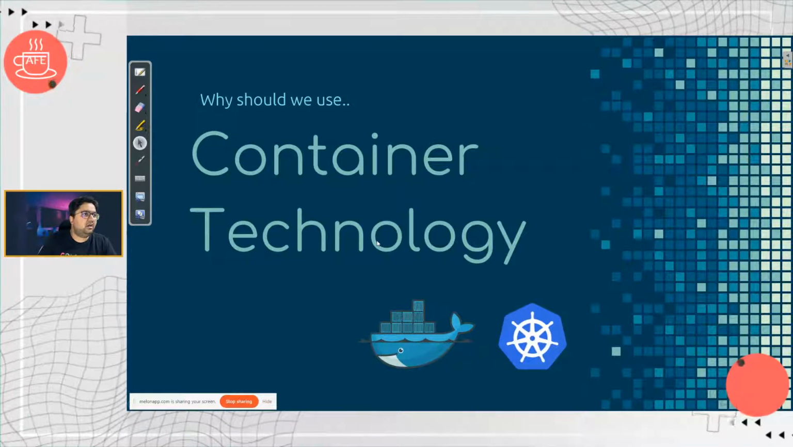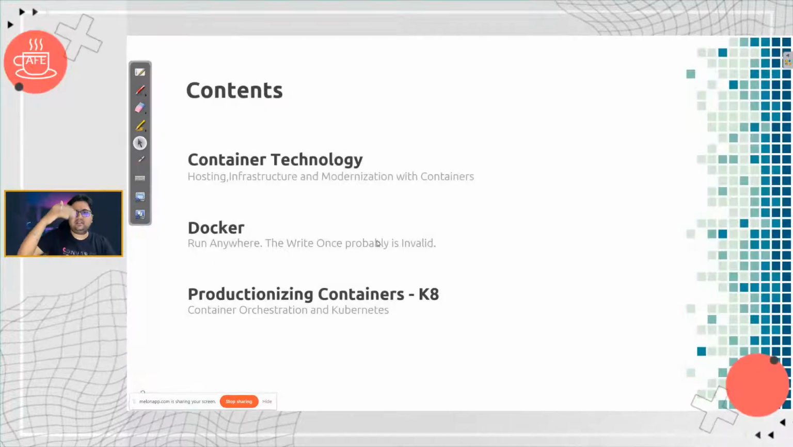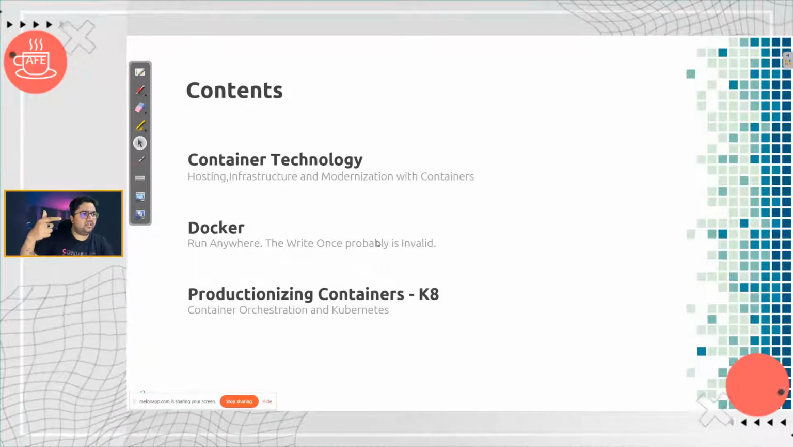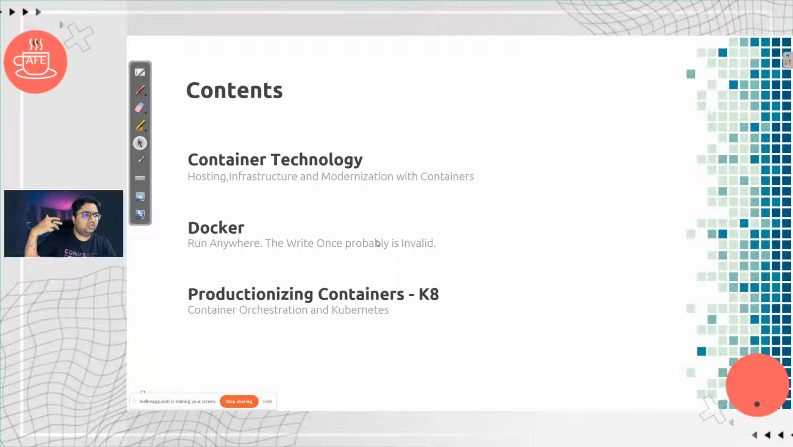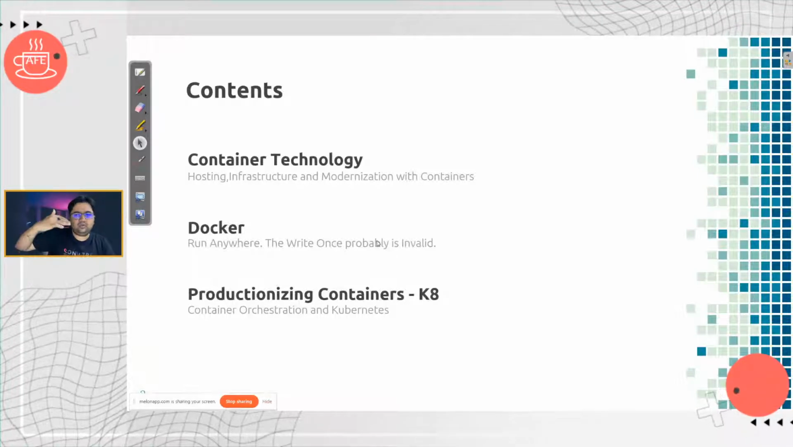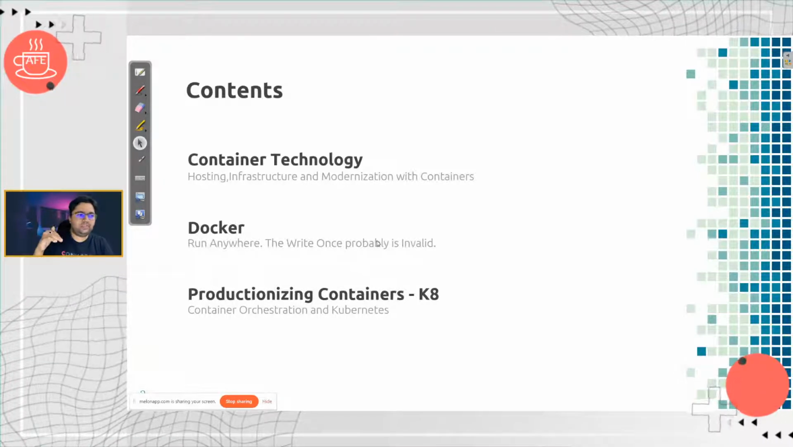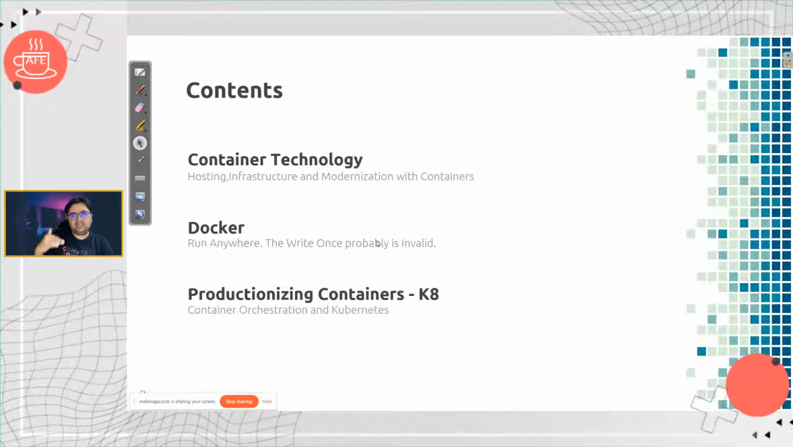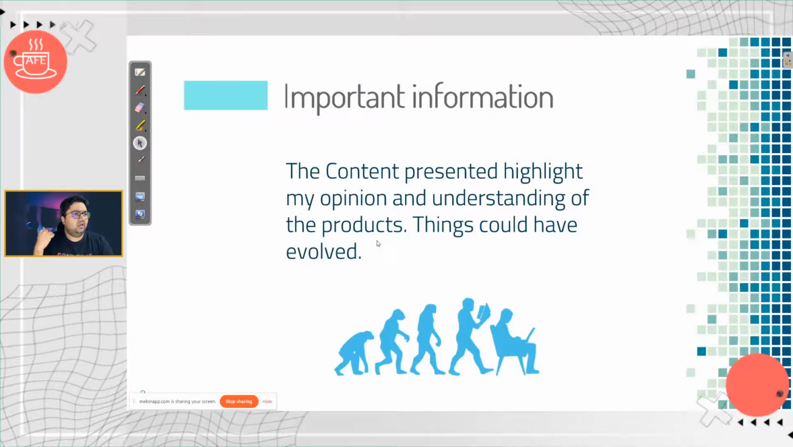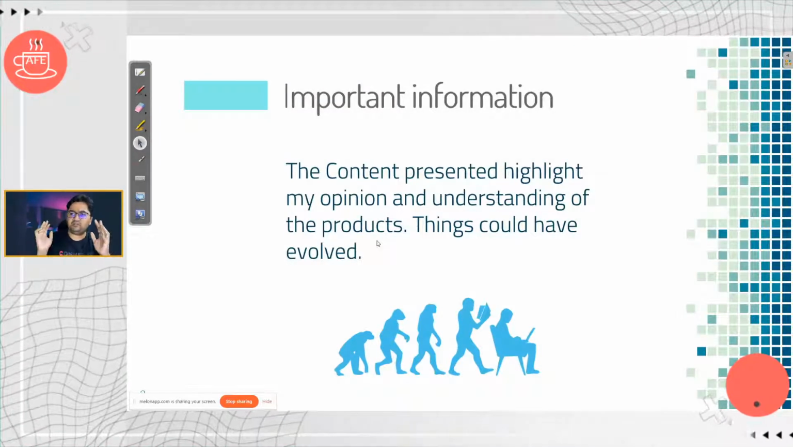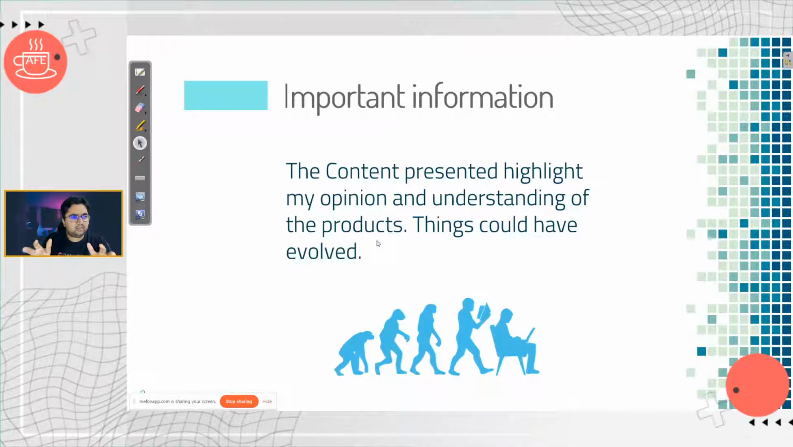Never mind. So yeah, that's the first slide, and the key things that we will scan through today are A, container technologies, B, Docker, C, productionizing, right? How do we productionize containers, Kubernetes effectively? So we are gonna build towards it. All right. Some important information, very, very critical disclaimer.